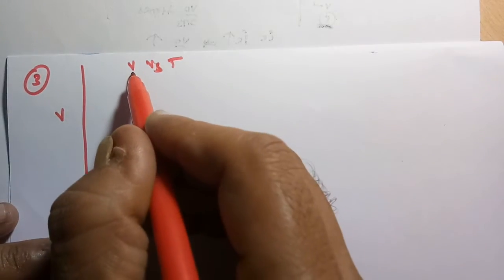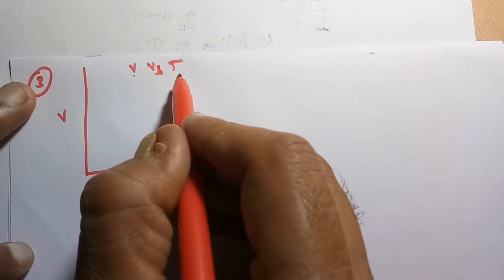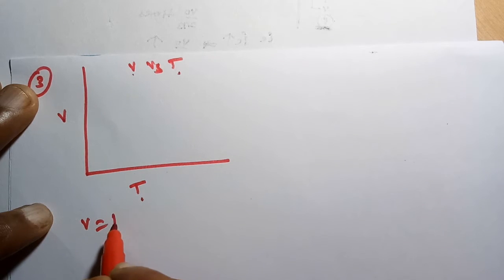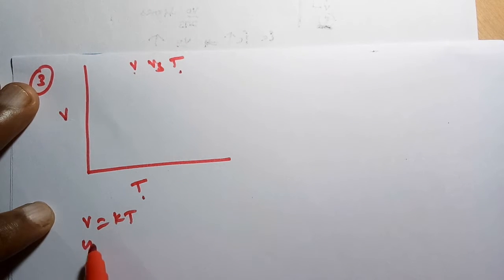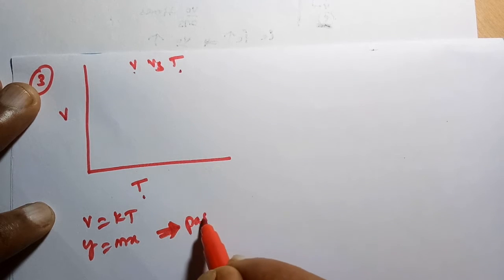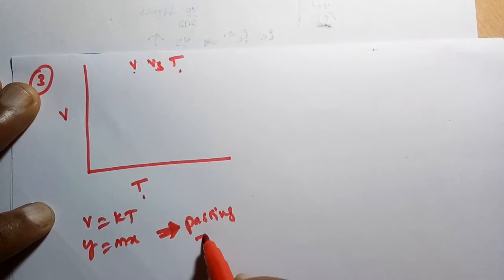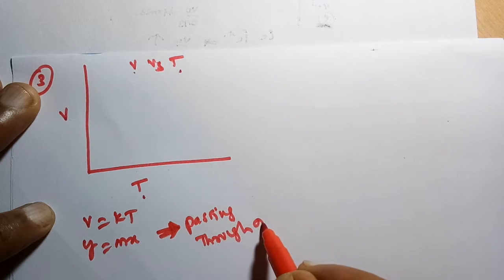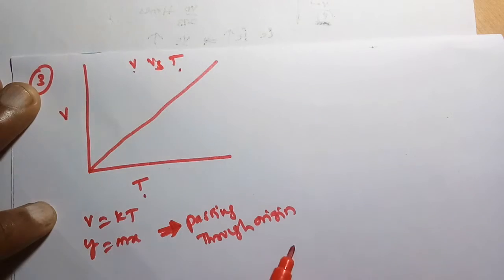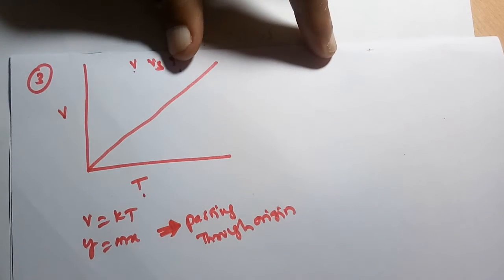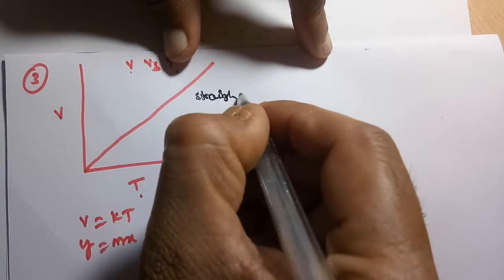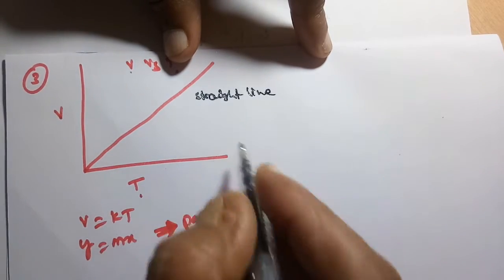Now if we plot volume versus absolute temperature, what we have? V is equal to kT. So y is equal to mx. So that's why it is passing through the origin. Y is equal to mx is passing through the origin. So I will get this type of graph. This type of graph means it is a straight line.